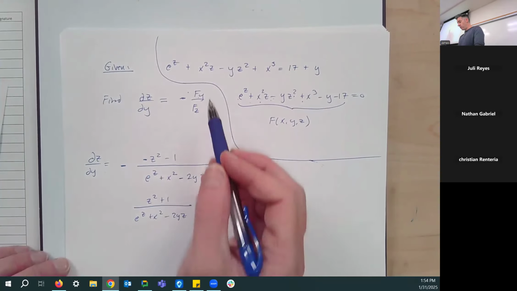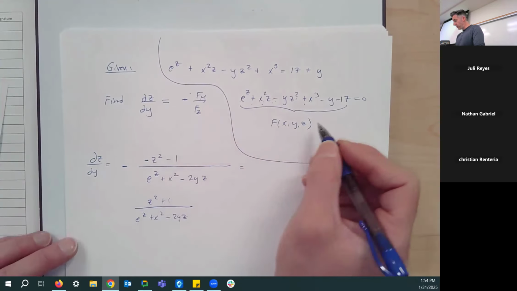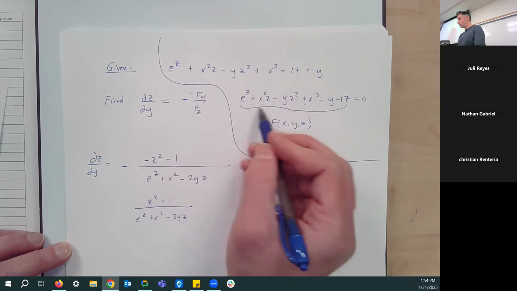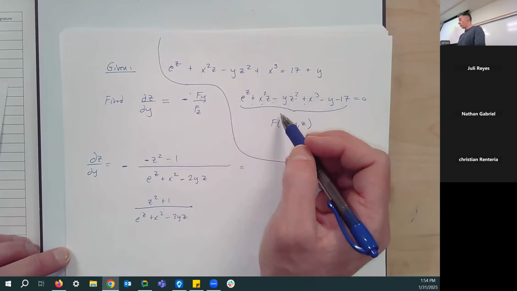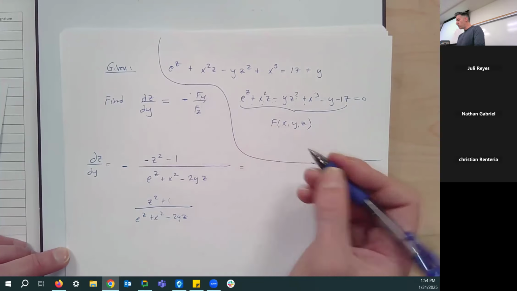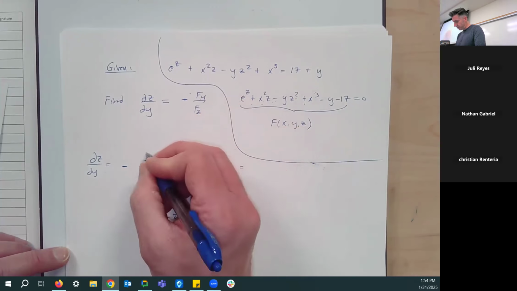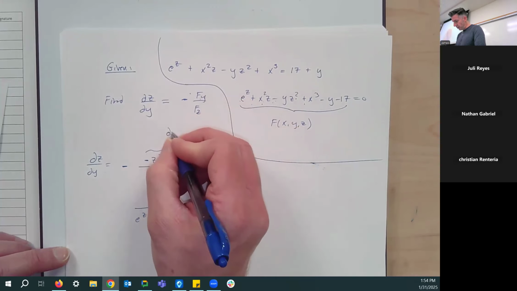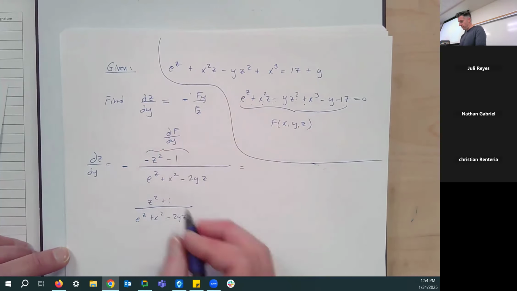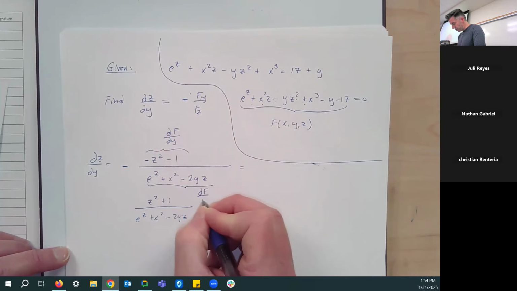So like this part here, del z del y really is, so if this is my f of x comma y comma z, the top part here really is just the partial derivative of this with respect to y on top. So you could think of it, instead of saying fy, as del f del y. And this bottom part is, I think that's what you said, del f del z.